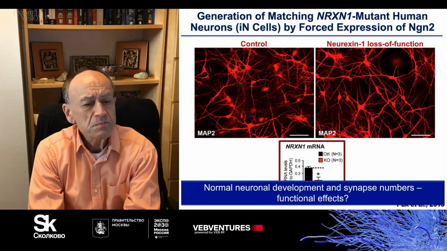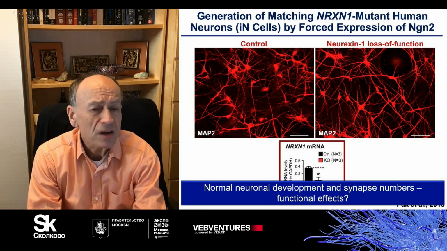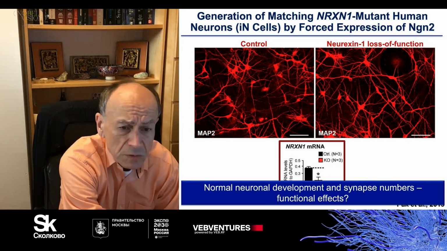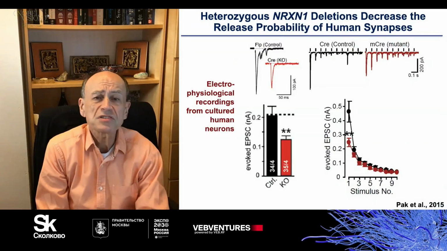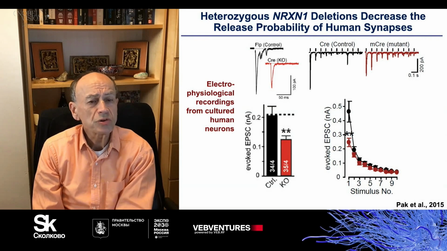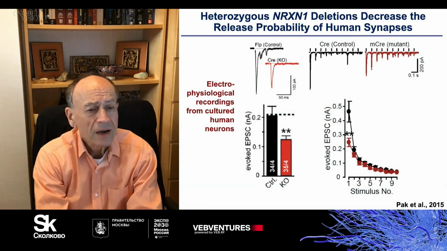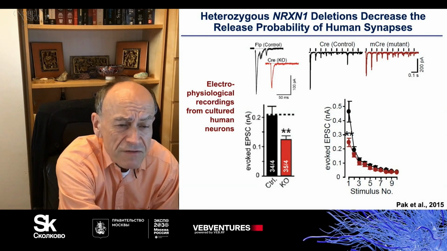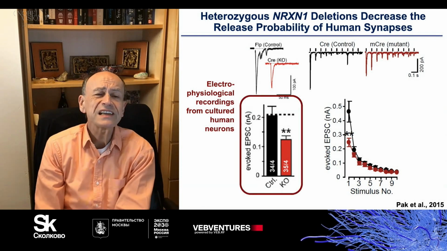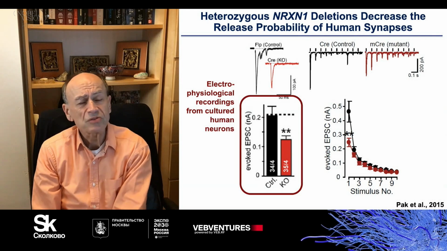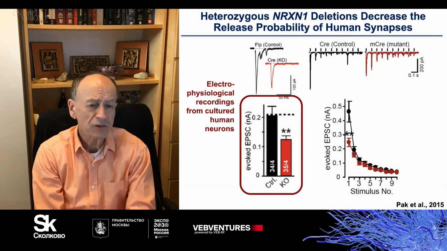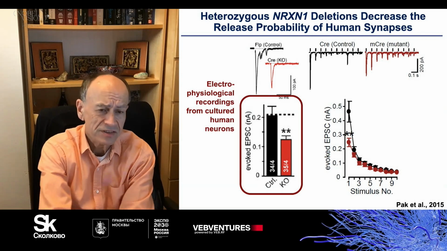We found, as mentioned before, that there's normal development of the neurons themselves. There's normal synapse numbers. So we tested for synaptic transmission, synaptic function. And what we found is shown in this slide here, namely that when we looked at evoked synaptic transmission, there was a significant decrease in synaptic strength that corresponded exactly to the decrease in neurexin-1 mRNA levels.